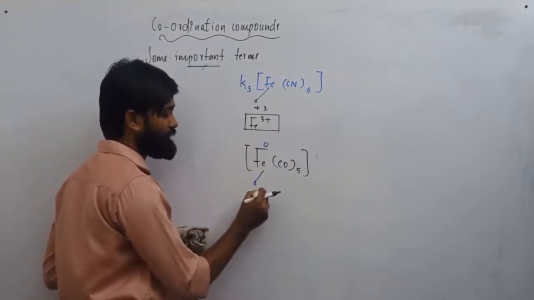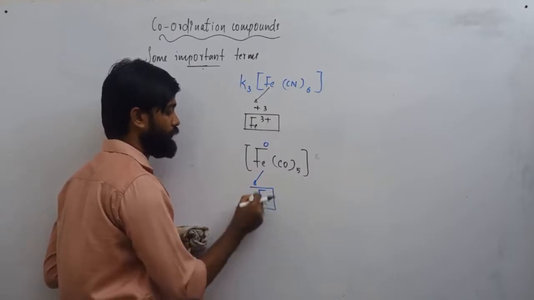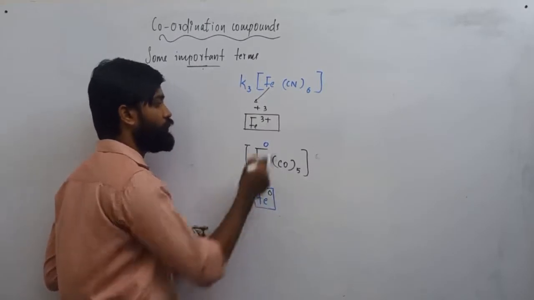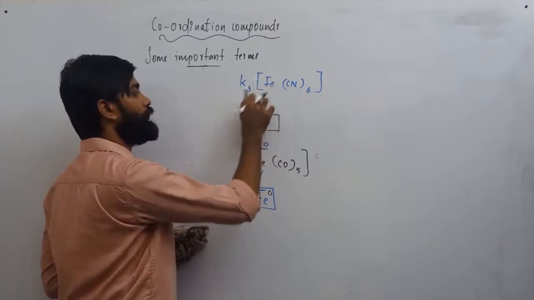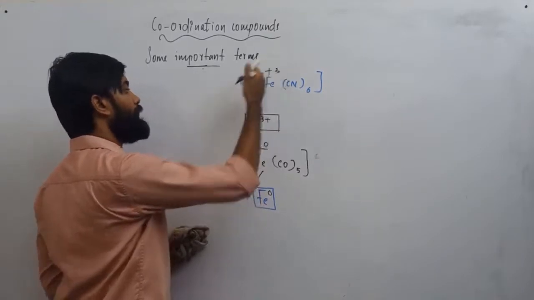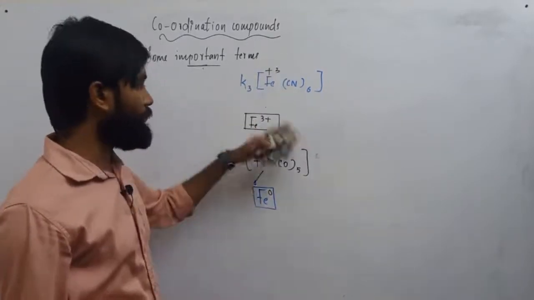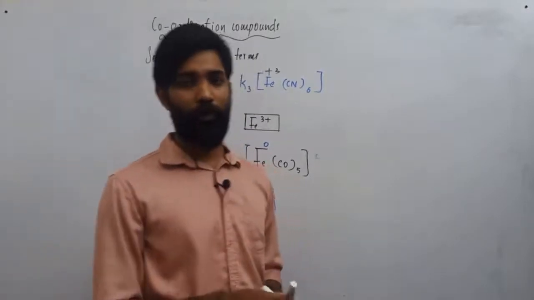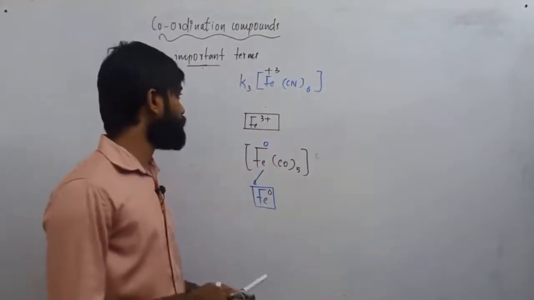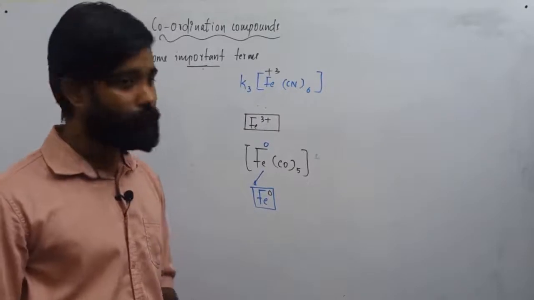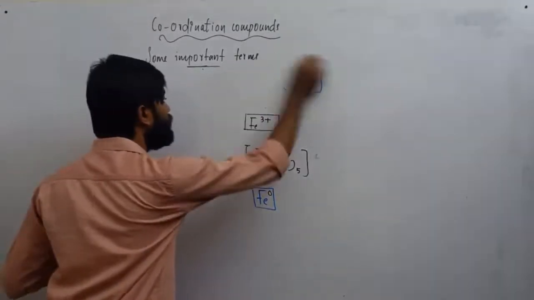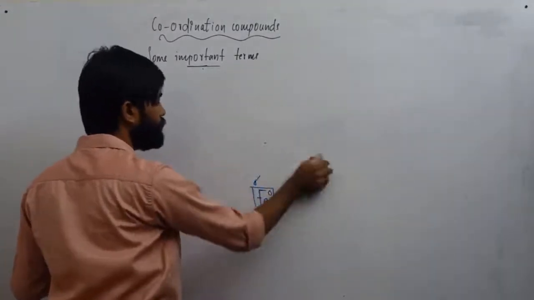Or, here the charge of Fe is 0. So here Fe exists with a 0 charge. So that's a central metal atom. So either it may be an atom or it may be an ion. That depends on the net charge or residual charge. Anyway, this is said to be the central atom. Ready? Fine. Move to the next term.